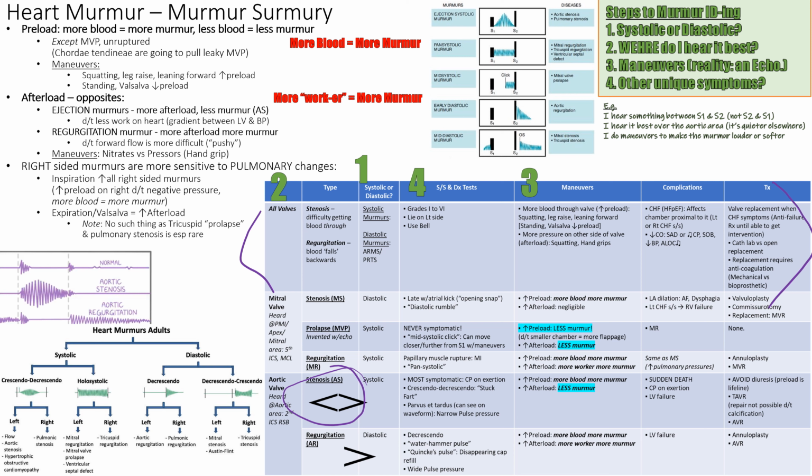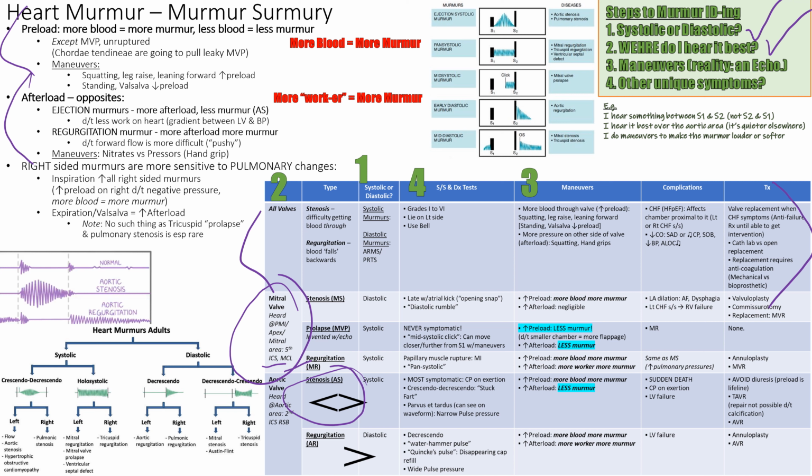And when you're trying to figure out which murmur it is, first step is, is it systolic or diastolic? Next step is, where do I hear it the best? I hear mitral murmurs at the fifth intercostal space, midclavicular line, right? And where do I hear the aortic valve the best? It's going to be the second intercostal space, right sternal border, not left sternal border, not midclavicular line, right side. On the previous slide, we pointed out where the aortic area is.